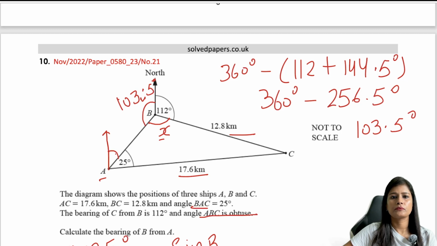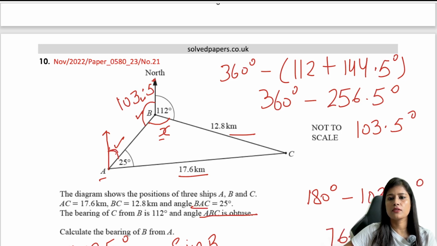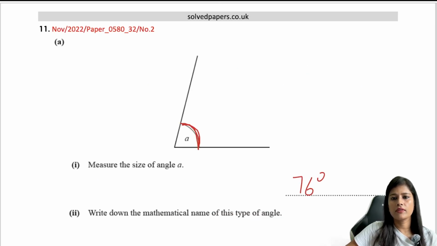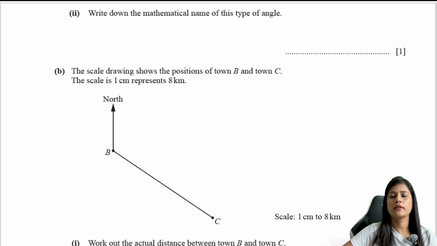So now this angle and this, they sum up to 180 degree. So the bearing of B from A will be 180 degree minus 103.5 degree, which is 76.5 degree. Measure the size of angle A. The angle A will be 76 degree. Write down the mathematical name of this type of angle. So this angle is between 0 to 90 degree. So we call this angle an acute angle.